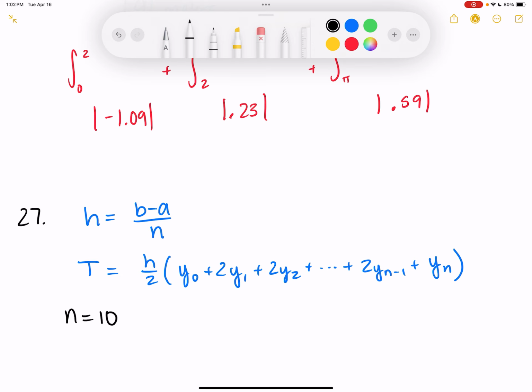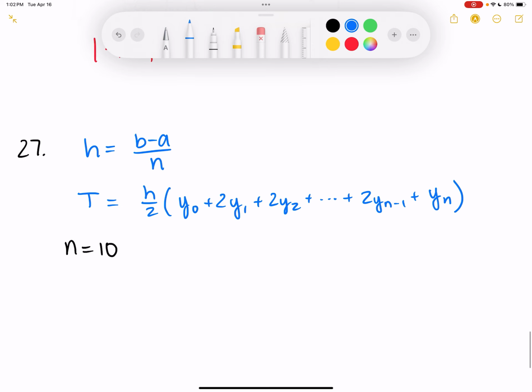So b minus a is equal to 10. So that means h is going to be equal to 10 divided by n, which is 10 also. So that means that in this case, h is equal to 1.